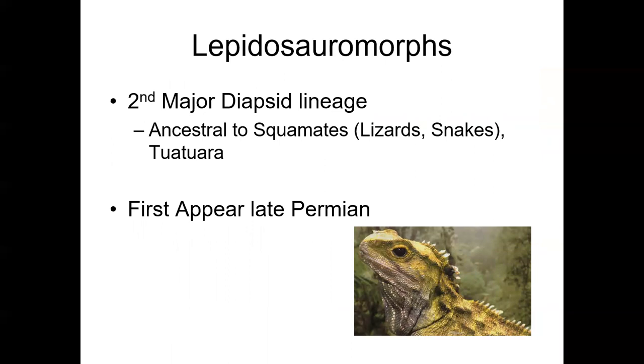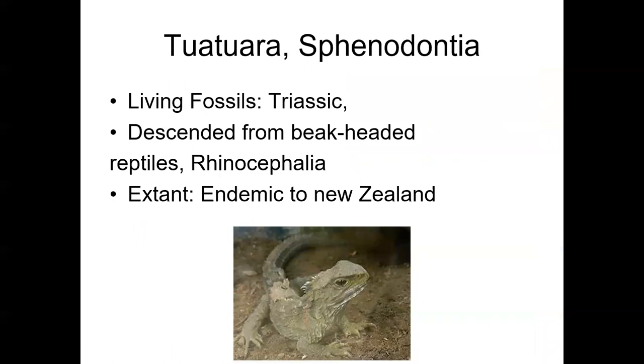If we focus on the lepidosauromorphs, this is that second major diapsid lineage, which gives rise to our lizards, snakes, and of course our tuatara. If you think about the tuatara, it is a sphenodontian. It's in its own order. It's essentially a living fossil that descended from the beak-headed reptiles, the Rhynchocephalia. Now, what's really interesting about the tuatara is they're completely endemic to the small island of New Zealand off the south coast of Australia.